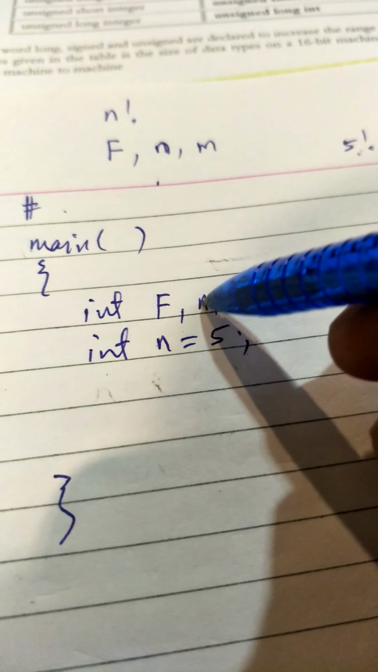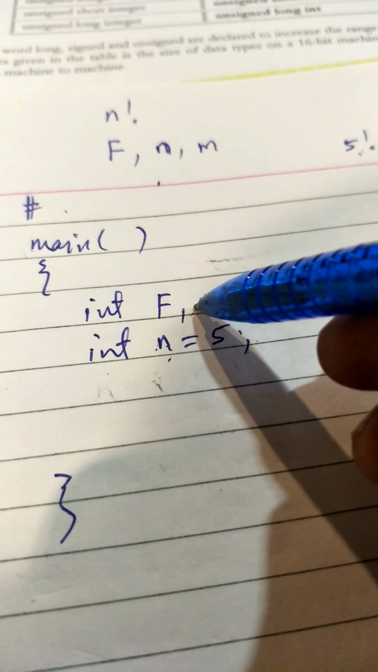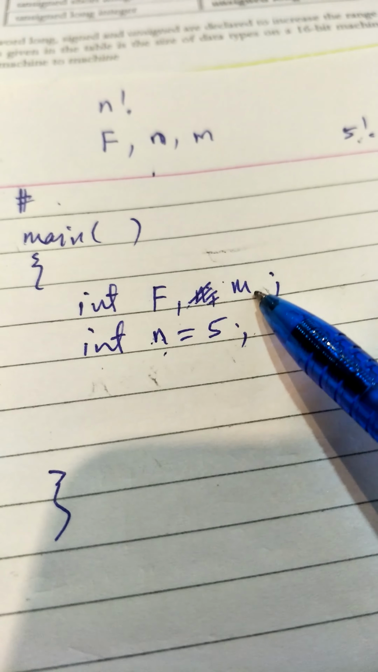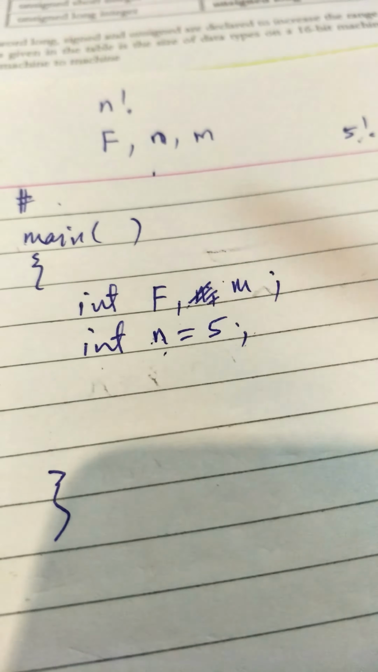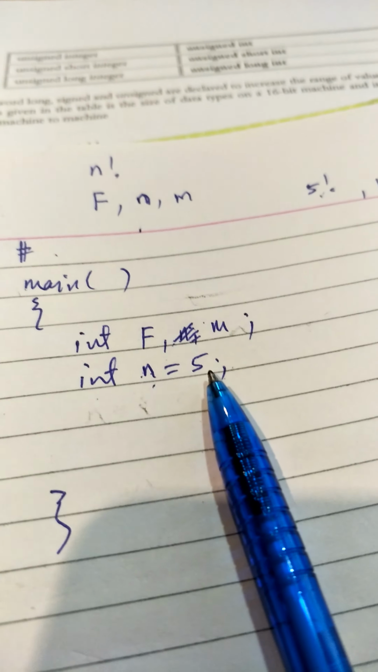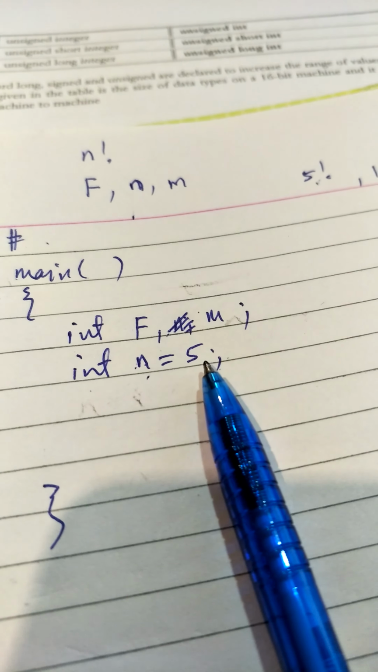In this case, we cannot have 2, so just remove one of them. Here just integer f and m, and here n. So when we run the program, it will give the output for n factorial.